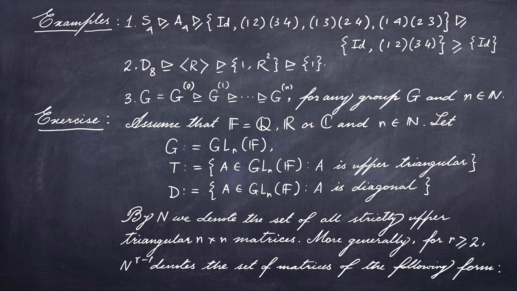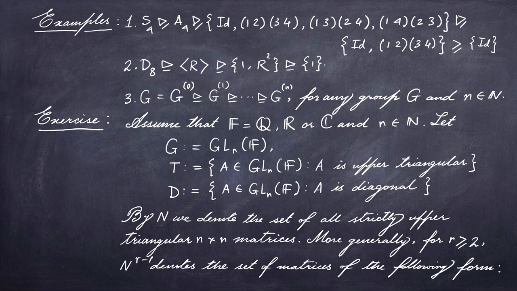The next example is regarding the dihedral group D8. Recall that the dihedral group is generated by a rotation and a reflection. The group of rotations has index 2, so therefore it is normal, and since this is a cyclic group of order 4, if we pick R squared, then {1, R squared} will be a subgroup of order 2. Since this is abelian, being a subgroup of this abelian group, it is normal, and thus we obtain a normal tower in D8.